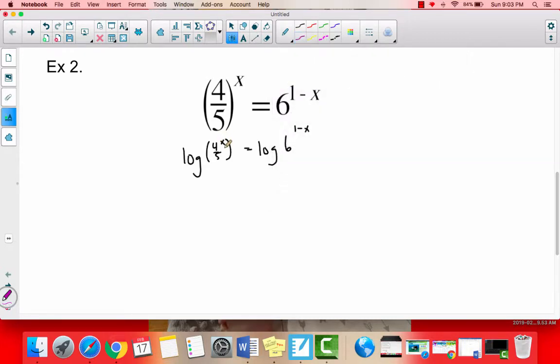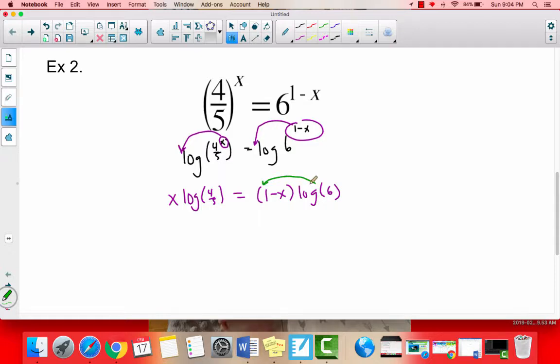So I can take my exponents and move both of those to the front of each log. And when I rewrite that, I'm going to have x times the log of 4/5 equals 1 minus x times the log of 6. Now, here's the big problem on this example. When you're solving, you want x on its own. But here I have two x's in two different places, and they're on different sides. So the best thing I can do is try to move all of my x's to one side of an equation. And to do that, I have to do a little bit of distributing. So I'm going to go ahead and distribute this log 6 to both the 1 and the x.